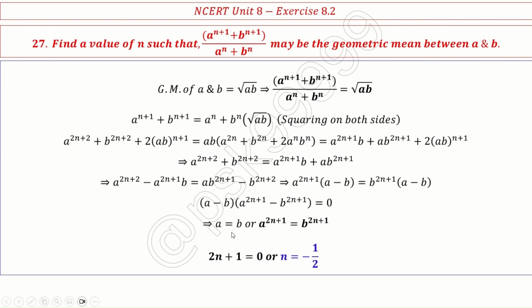So which means there are two options. One is a equal to b. Okay, if both numbers are same, then I can insert anything of this type can be geometric mean between these two numbers. Okay, because you will get one only. Finally, you will get a plus b only.